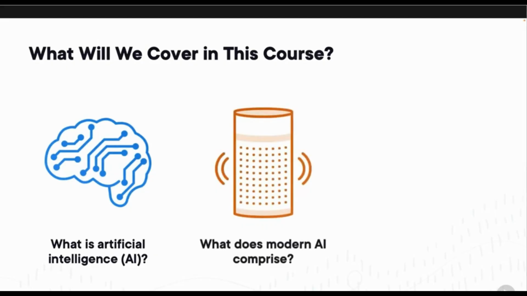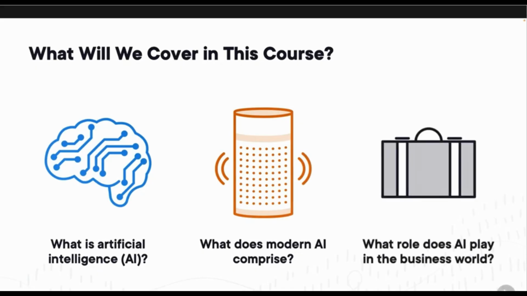Next, we'll see what makes up modern AI. This is where you learn about those terms that you've all seen thrown about nonchalantly like big data and machine learning. Finally, we'll answer the most important question of them all. What role does AI play in the world of business? We've gotten a bird's eye view of the course. Now, time to get more specific.